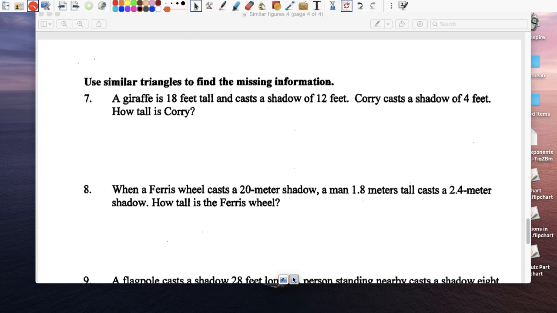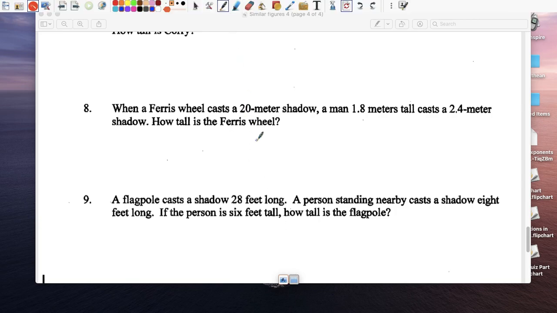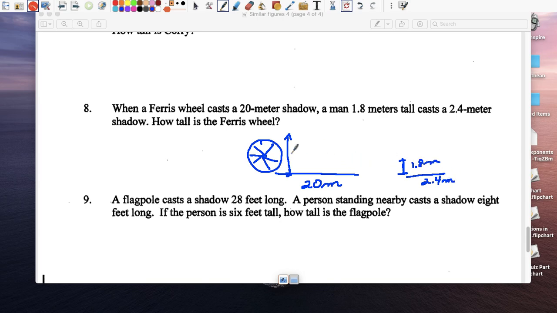We have a Ferris wheel. Yeah, I don't like to go on these. It has a shadow that's 20 meters. I guess we don't know the height of the Ferris wheel. We have a man standing right here, and he's 1.8 meters tall, and his shadow is 2.4 meters. So I guess we'll find the height of the Ferris wheel.